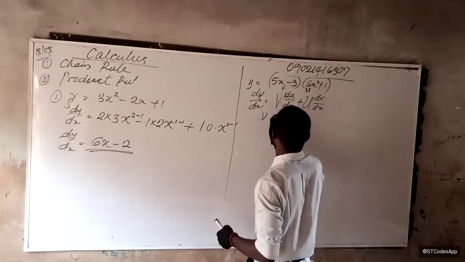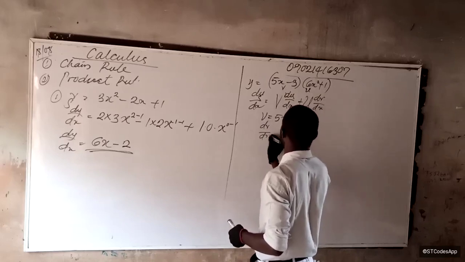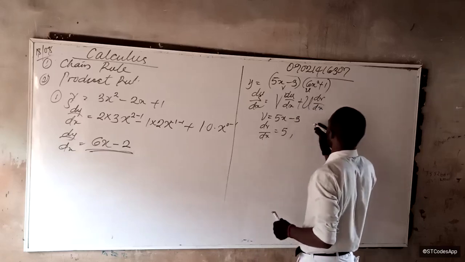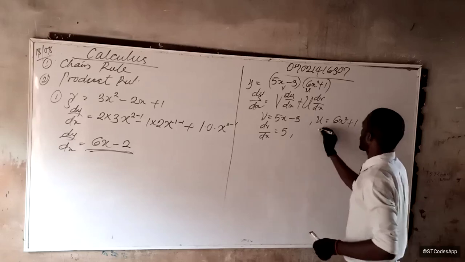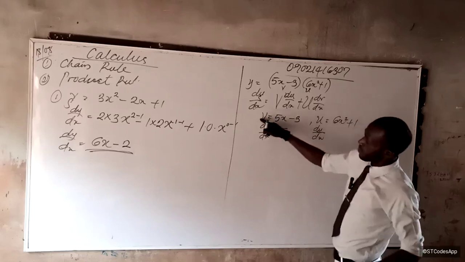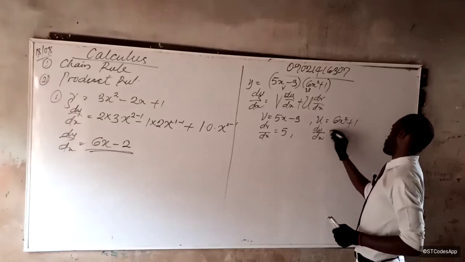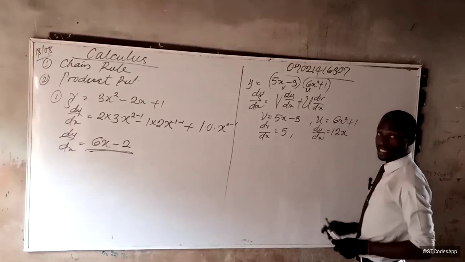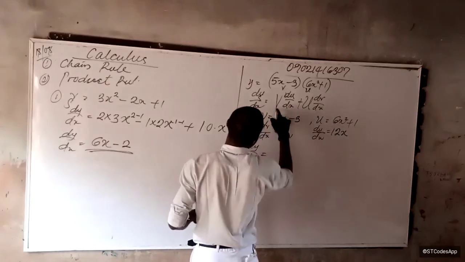v is the first expression there, which is 5x minus 3. So dv/dx here will be equal to 5. And u will be equal to this other expression, 6x squared plus 1. So du/dx, that is the derivative of u with respect to x, this power comes down to multiply, that will become 12x, isn't it?